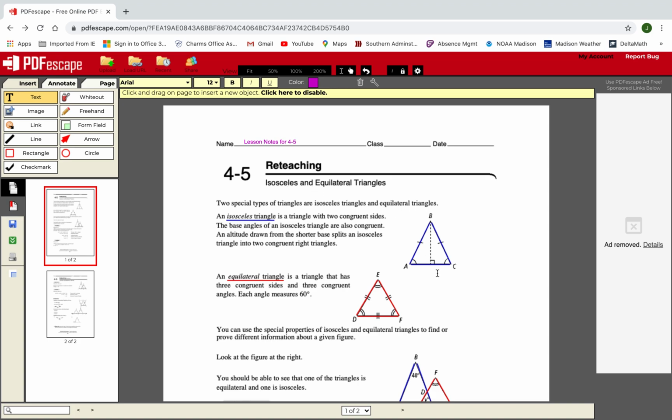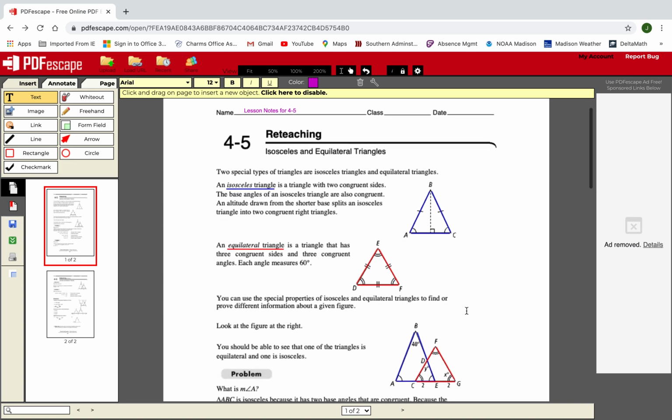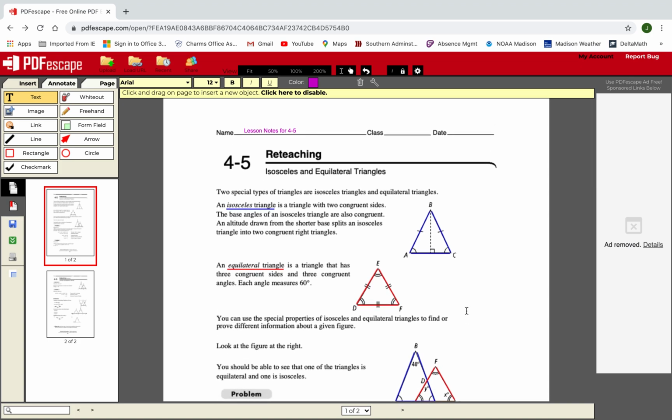I've gone ahead and made some notes and color coding on here to try to make this video not quite so long and arduous for everybody. So let's read through these notes here. I have highlighted all the isosceles triangles in blue and all the equilateral triangles in red.